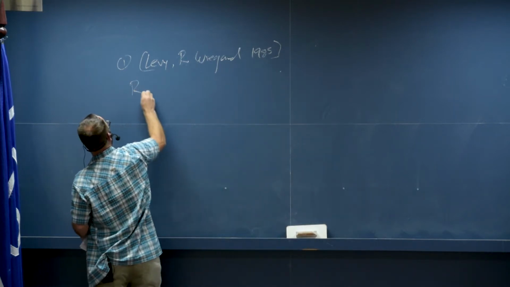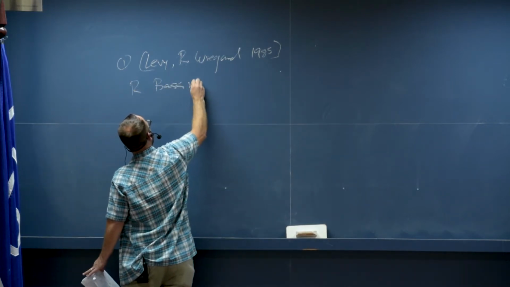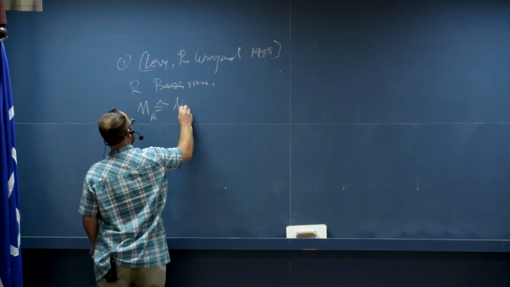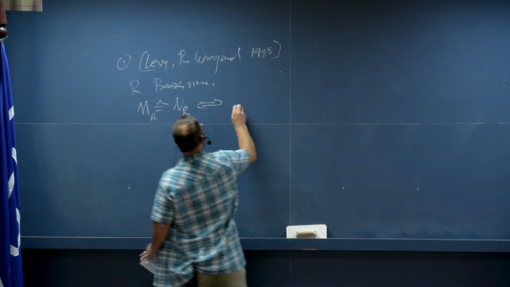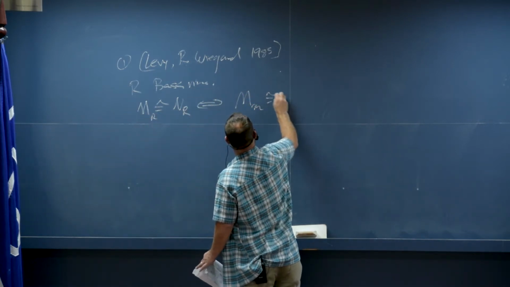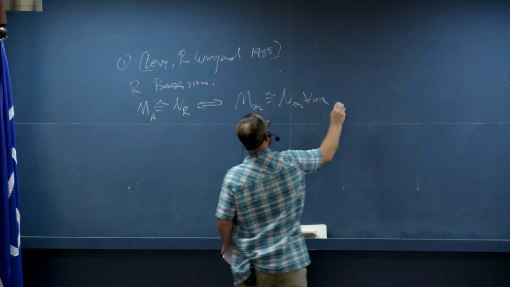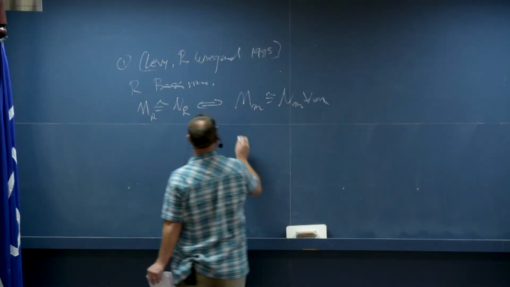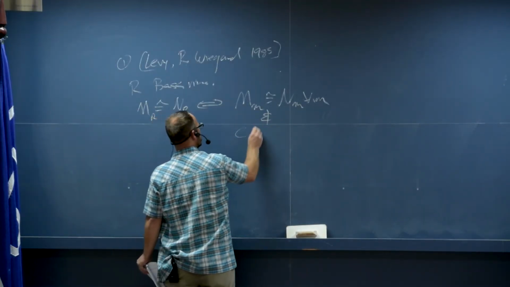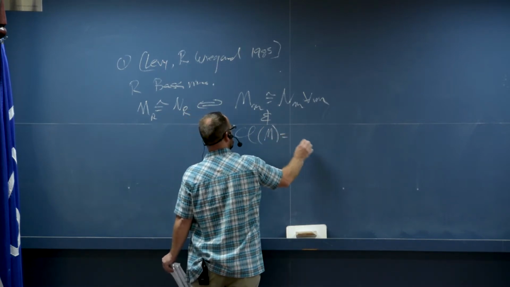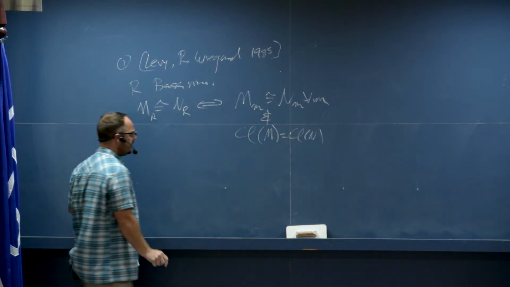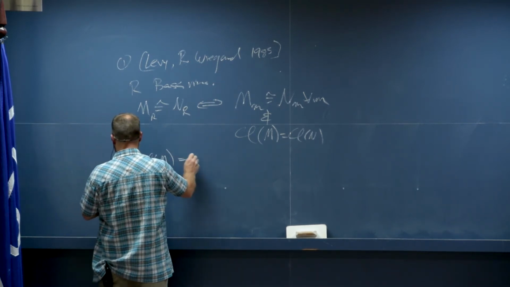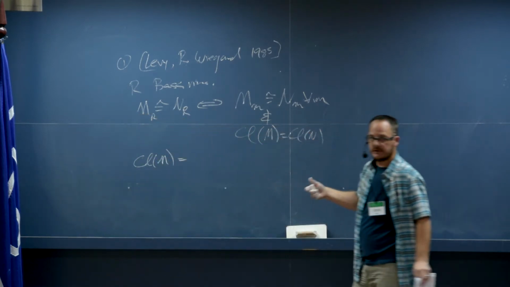So this is our Bass ring. So I have a module. Two modules are isomorphic if and only if their localizations are all isomorphic. So that means that they are in the same genus, and the class of M is equal to the class of N. And so here, the class of M is just an isomorphism class of an invertible ideal.